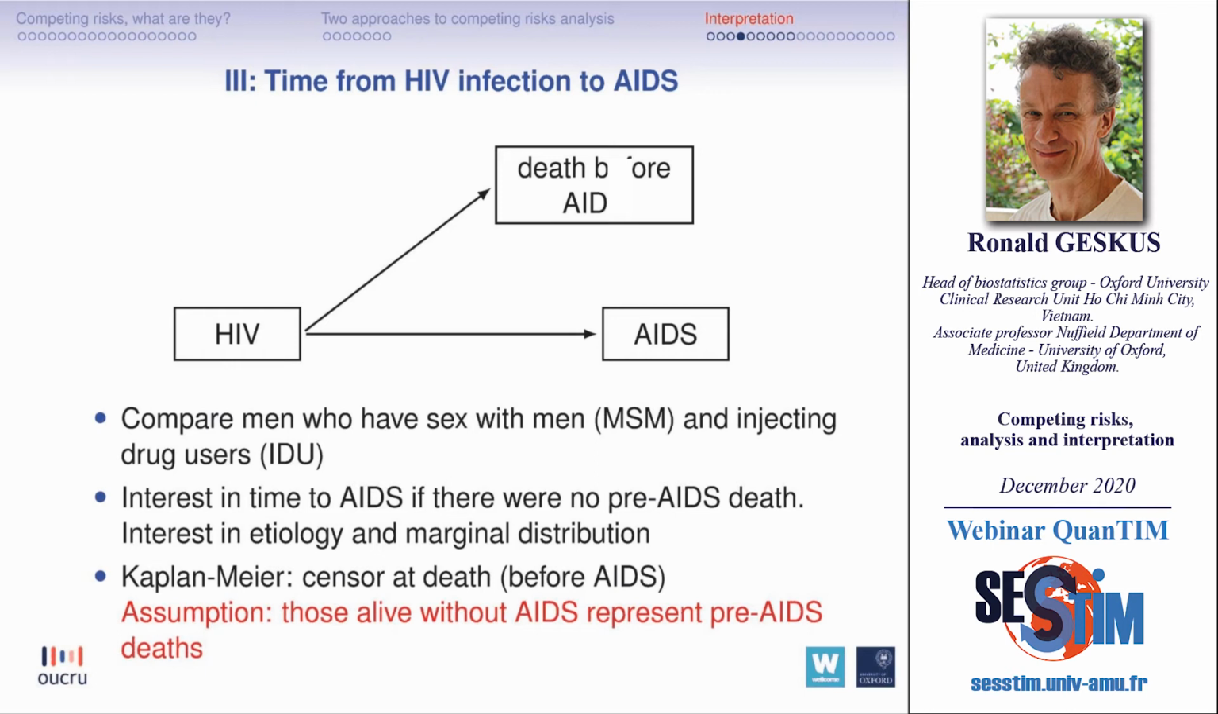Very briefly, this example. We are interested in the time from HIV infection to AIDS, and we consider 2 different populations, 2 different risk groups, namely men who have sex with men and injecting drug users. However, there are many individuals that died before AIDS diagnosis. What we can do is just not think about anything and plot the Kaplan-Meier. If an individual dies before AIDS, he is censored, and we compute the Kaplan-Meier. Once again, the assumption is that those alive without AIDS can represent the ones that died before AIDS diagnosis.